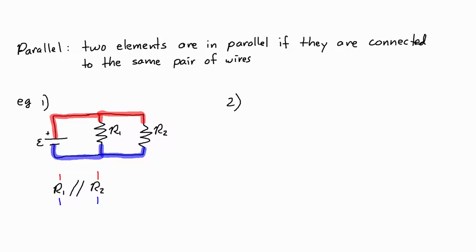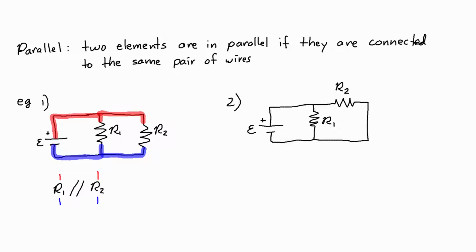Now I can rearrange this circuit a little bit, and then I want you to decide whether it's in series or parallel or neither. And I'm looking specifically at the resistors. So I have R1 just like before, and I'm going to put R2 along the top. And it's really tempting for students at the beginning to look for elements that are literally side by side, like in example 1, and you say, well, R1 is beside R2, so therefore they're in parallel.